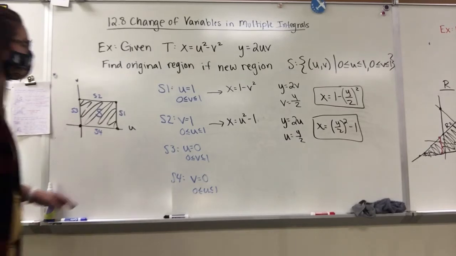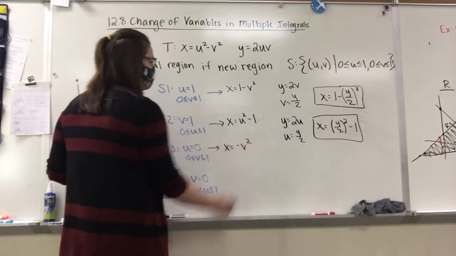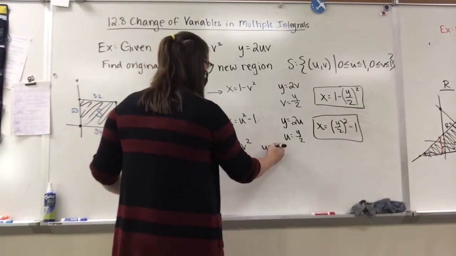Okay, u equals 0. So in this case, we get x equals negative v squared. We get y equals 0.